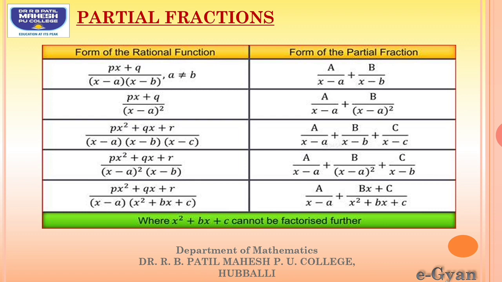So in the left hand side table, these are the rational functions. The right hand side form we call partial fractions. Now we'll discuss the first method problems here, that is when non-repeated linear factors are there, how to convert these rational functions in terms of partial fractions.